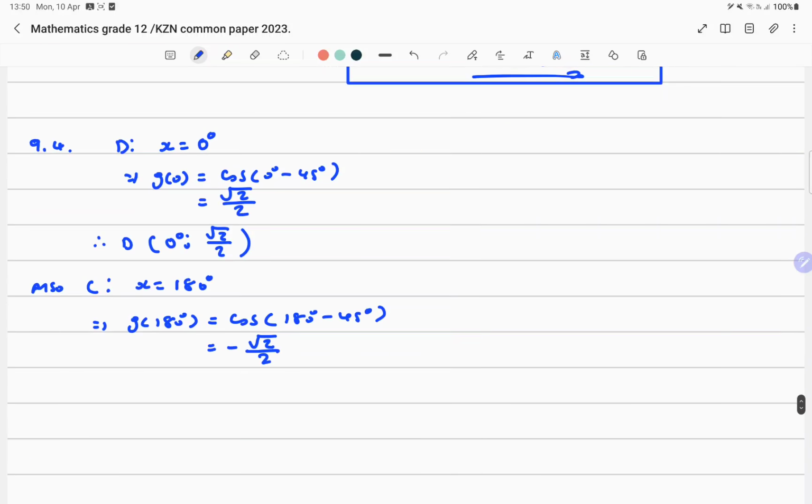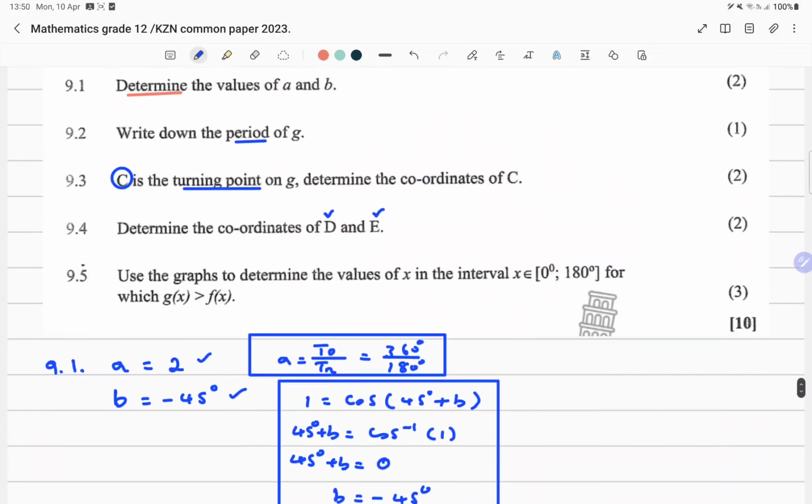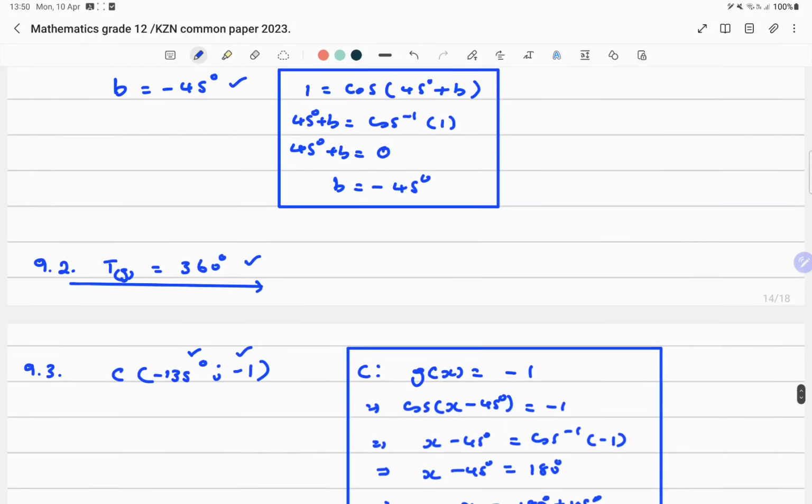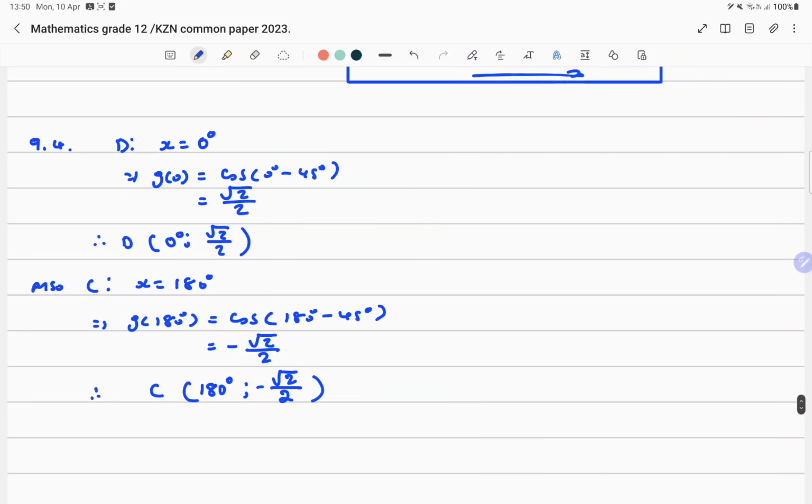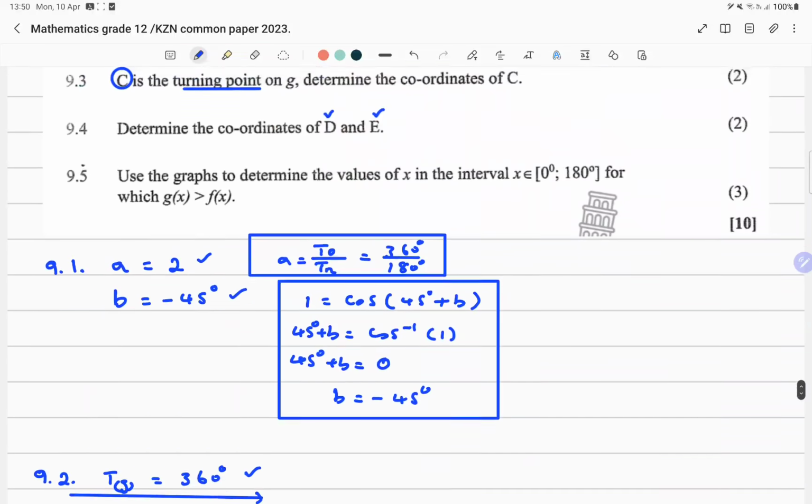But if the answer makes sense, you just go on and write things down. So this is 180 degrees, and then we've got here minus root 2 over 2. And that's it. Okay, so easy guys, not a big deal. Sometimes you've got to do some calculations, unfortunately, to get the marks, but the main thing here is to get a mark for each combination.